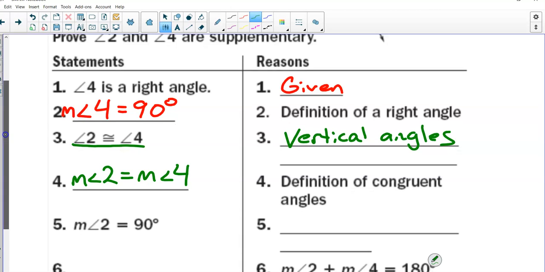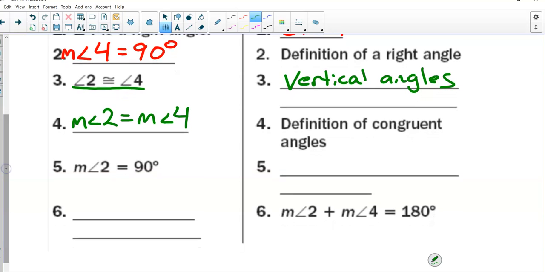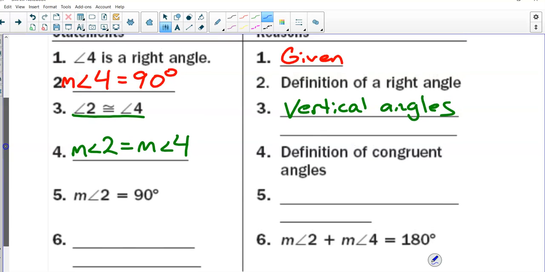So then number 5, the statement is the measure of angle 2 equals 90 degrees. And we've got to come up with a reason. How can we come to measure of angle 2 equals 90 from the information that we've already been given? Or that we've already seen, our other steps?